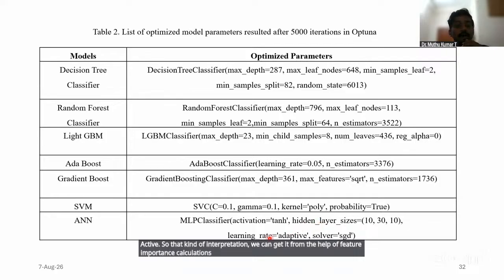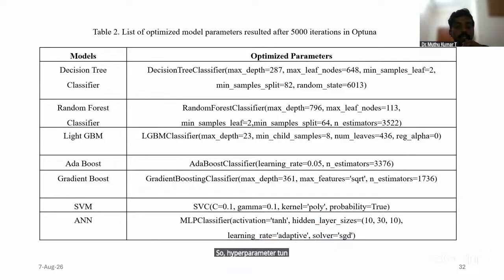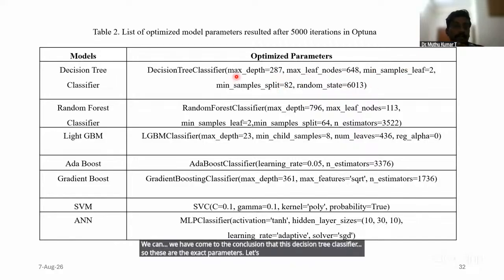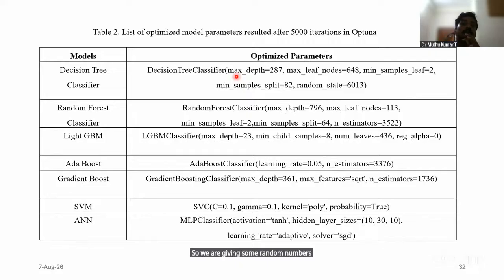Hyperparameter tuning we also did with the help of Optuna. Here you can see 500 iterations we did. So a total of 8 models, sorry, 7 models, so 7 into 5,000, 35,000 models we have generated, and we came to the conclusion about this decision tree classifier. These are the exact parameters. Let's say how it will calculate. Let's say max depth is 287. We are giving some random numbers like 100 to 500.